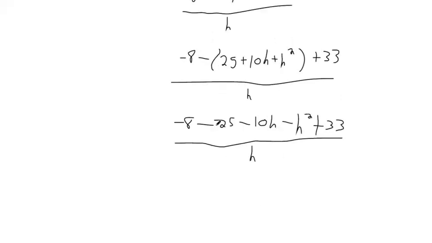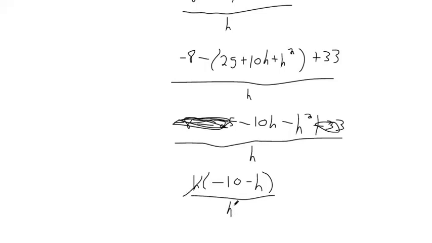Look, if you have negative 8 minus 25, that makes negative 33. Negative 33 plus 33 makes 0, so those are gone. So we're left with negative 10h minus h squared over h. In the numerator, you can factor out an h from everything. We want to do that because that's going to make an h cancel in the denominator and the numerator. So this is what the numerator looks like when you factor out an h. Now make those cancel out.